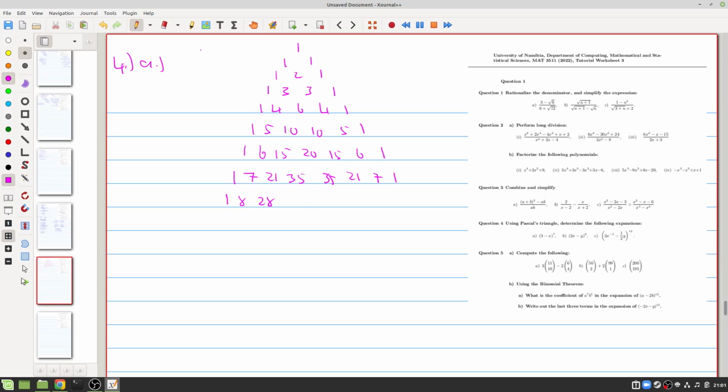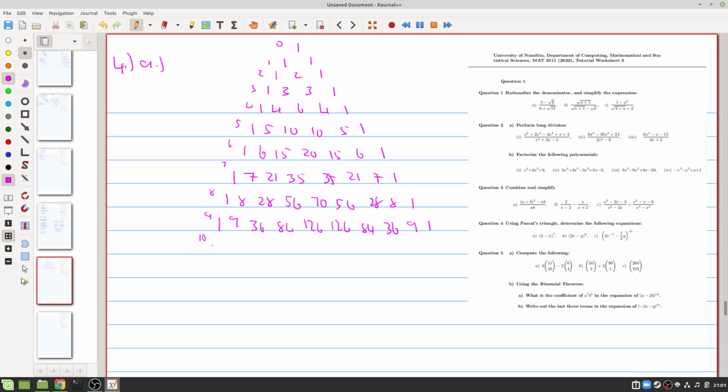So this is the zeroth row. So 0, 1, 2, 3, 4, 5, 6, 7, 8. And we need to go all the way to the 12th one. Okay, so that's 28. Then we've got here 56, 70, 56, 28, 8, and 1. So this is the 9th one. 1, 9, 36, 84, 126, 126, 84, 36, 9, and 1.